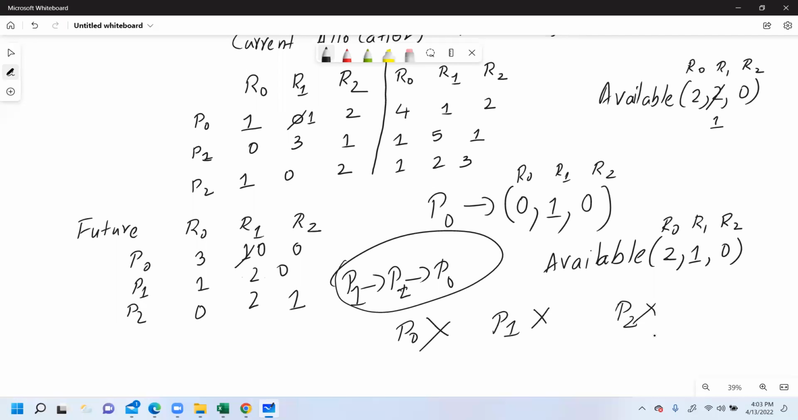That means what we are trying to see is whether that request should be granted or not. But if we accommodate the request, it moves the system from a safe state to an unsafe state. Is that clear? So that means that we will not grant the request. Is this clear?